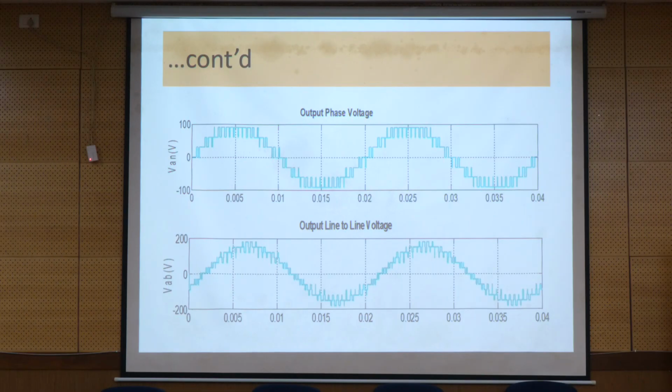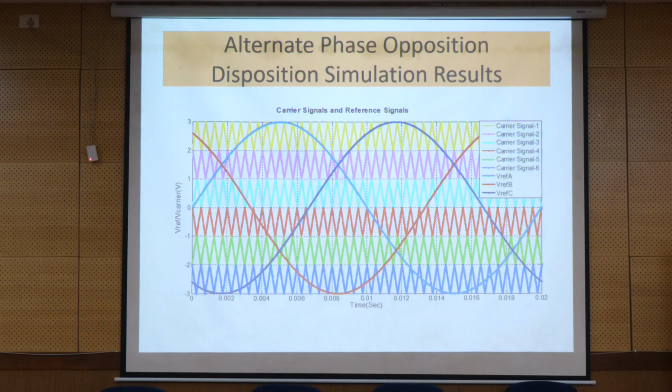So now the other scheme, alternate phase opposition disposition. Any two adjacent carrier signals are not going to be in phase. If you take carrier 1 and 2, they are alternate in fashion: one starts from 0 and the other starts from 180 degrees. If you take this one also, a 180 degree phase shift is there. So the name itself indicates the alternate phase opposition disposition pattern.